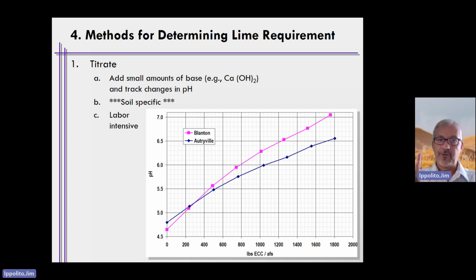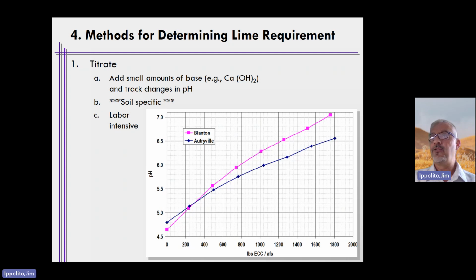What you do is you take a soil, add a small amount of base, and track the change in pH of that soil over time. So you might add calcium hydroxide to the soil, and it's adding OHs, which neutralizes the potential acidity, of course, and active acidity as well. But you would track the change in pH over time.